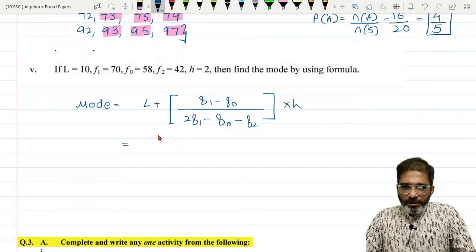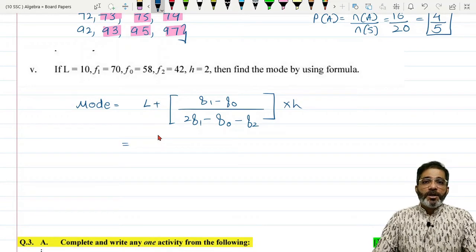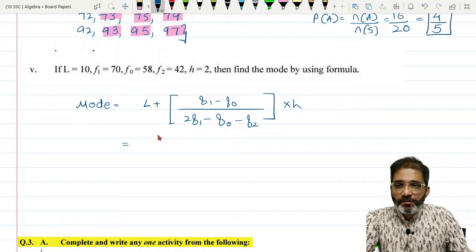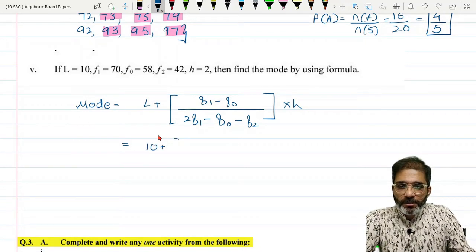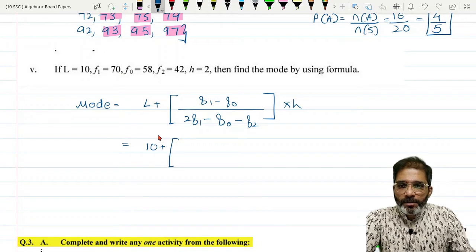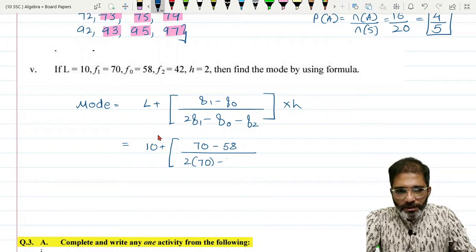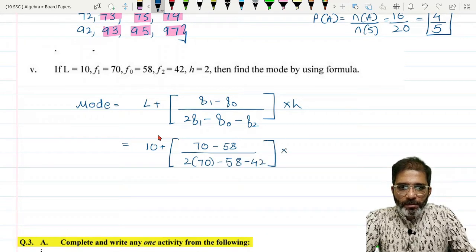Given that, students, you have taken the formula correct. Okay, you learned the formula. We have to just substitute the values. The value of L is 10, f1 is 70, f0 is 58, double of 70 minus 58 minus 42, into h is 2.